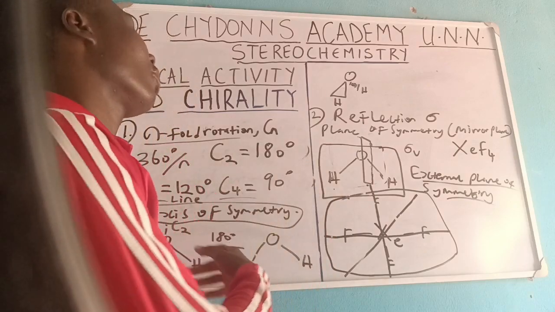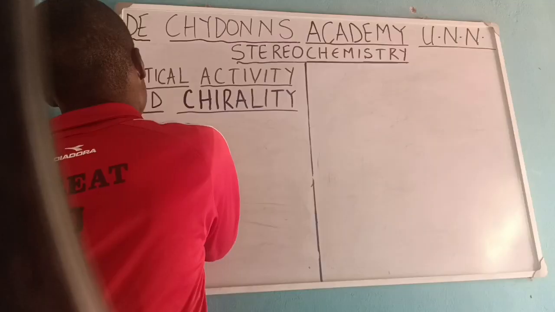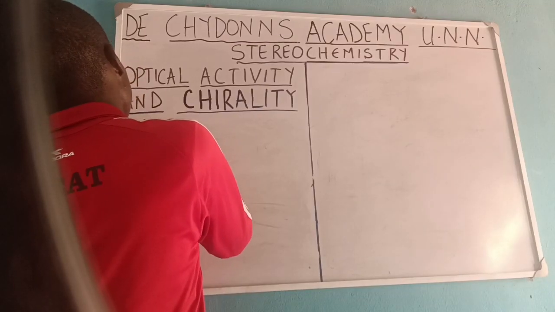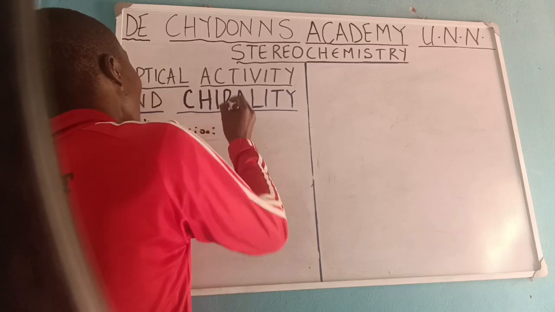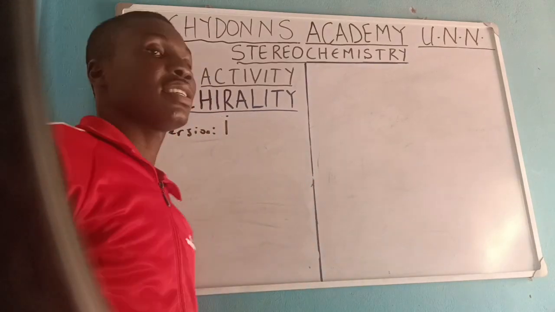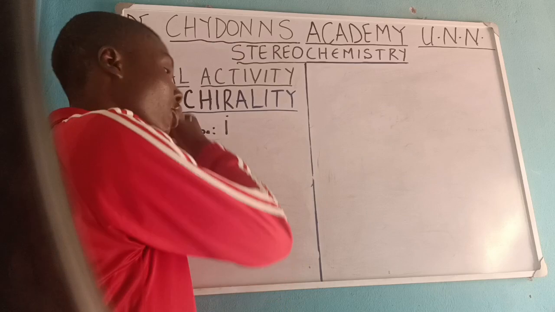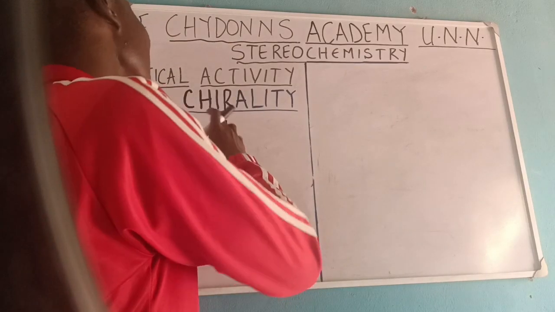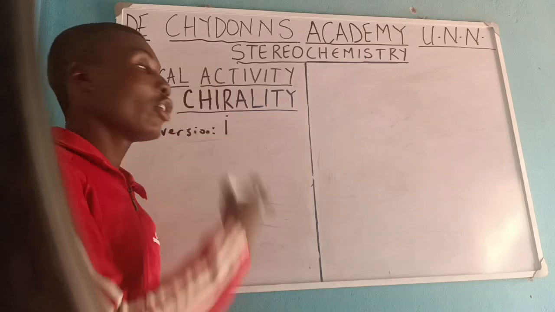So let's go ahead and talk about the remaining three, and then we'll make progress on this particular lecture. Number 3 is going to be inversion. Now an inversion is represented as i. The symmetry element that works with inversion is the inversion point, or point of inversion, or center of inversion, or inversion center. So that is the symmetry element that works with this particular symmetry operation.